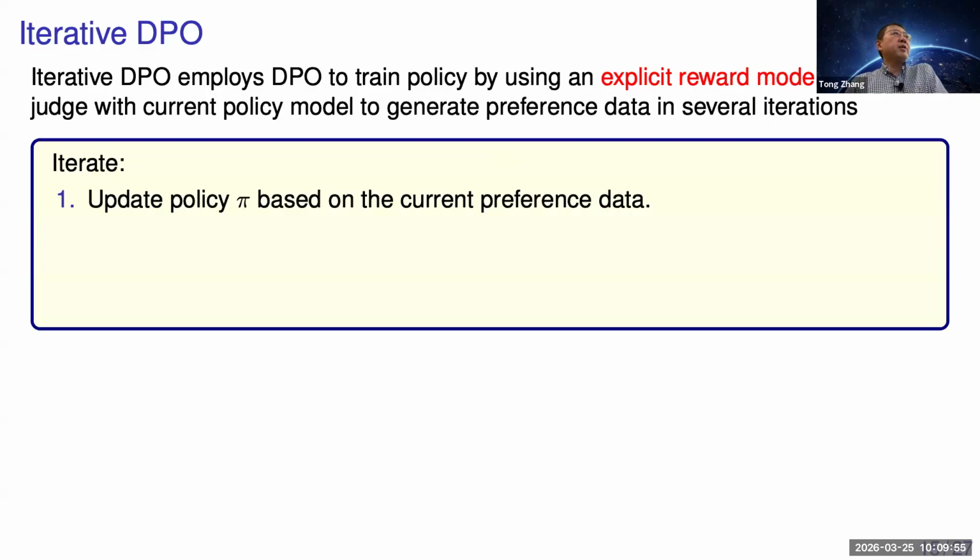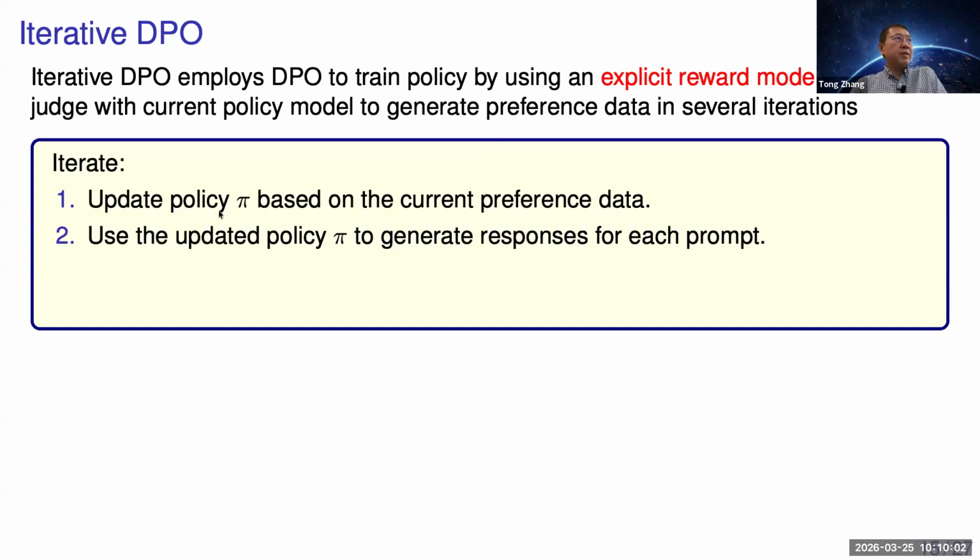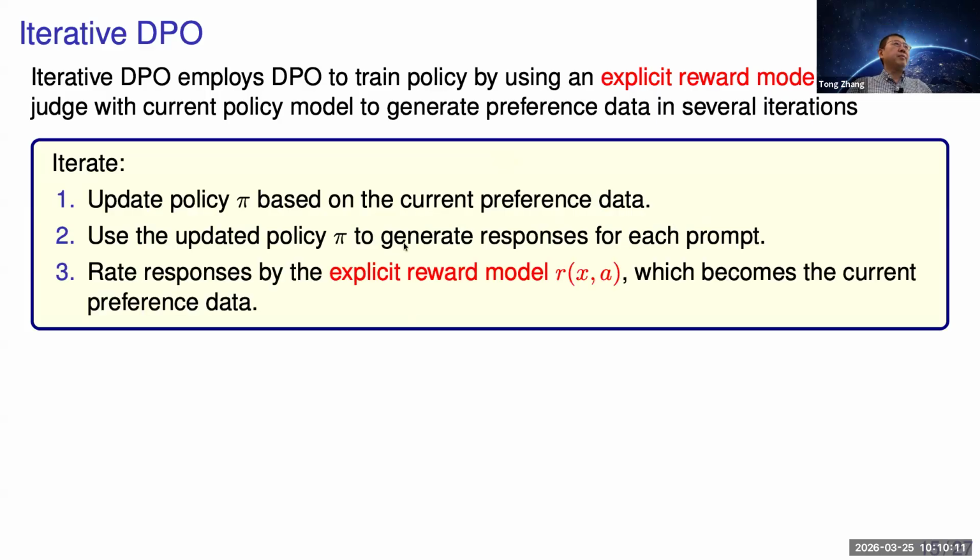Iterate. First, update the policy using the current reward model. This is through DPO: you have preference data, and then you update the policy to generate responses for each prompt. Then you use this updated policy to generate responses, and use a reward model. Here the explicit reward model comes in, which can generate the preference data. Now you just iterate. This idea is pretty straightforward, but this one is more of an RL pipeline.